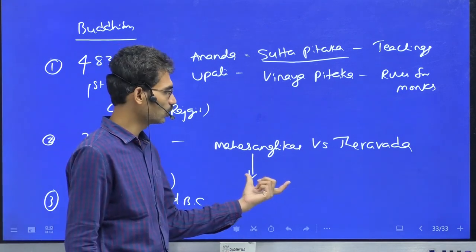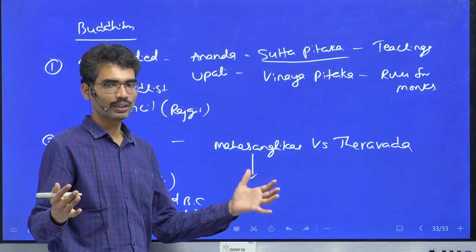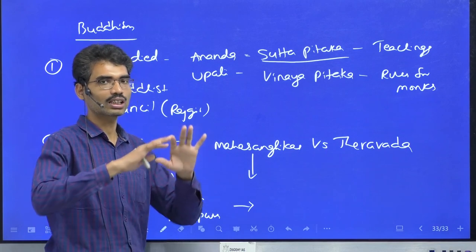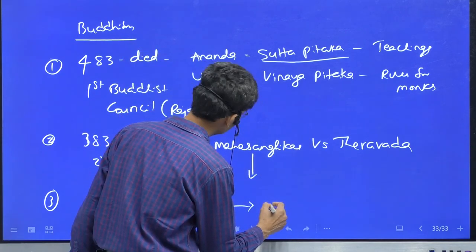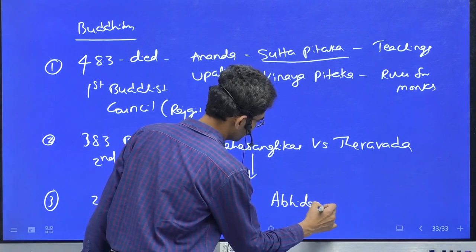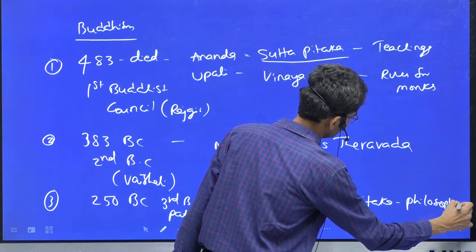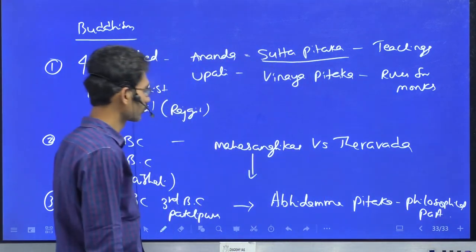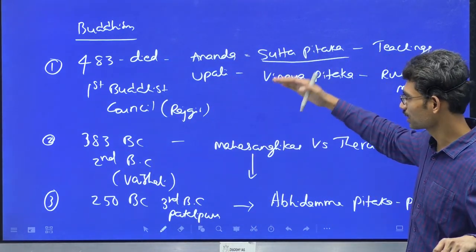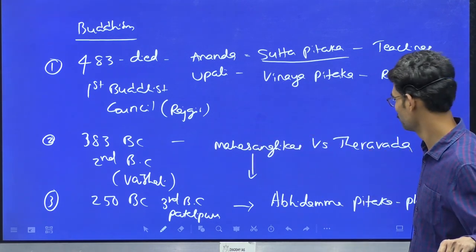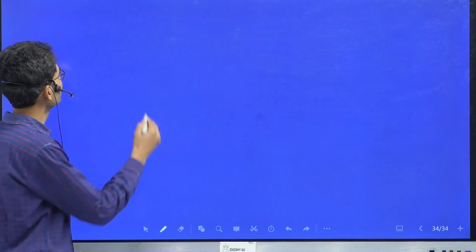At this time, he didn't want a schism in the Buddhist Sangha. He wanted to bring all the different philosophies into one place so that a common ideology would emerge, common to every Buddhist monk. This led to the Abhidhamma Pitaka. These are the philosophical parts. So many prelims MCQs are here. Just understand the context in which the first, second and third Buddhist councils were held. The third Buddhist council was under Ashoka.